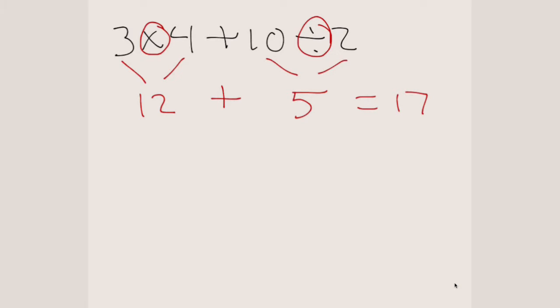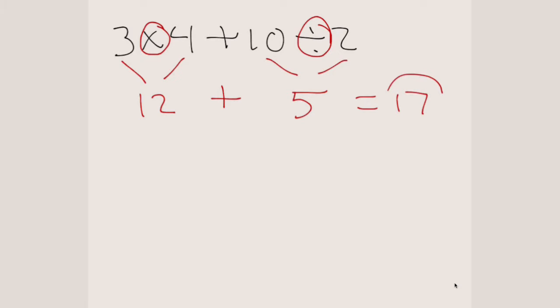Now, the reason that they've set up the order of operations is because mathematicians discovered that if they didn't have a set order, everybody's going to do things a little bit differently. So this helps to make sure that all expressions are solved the same way by different people.